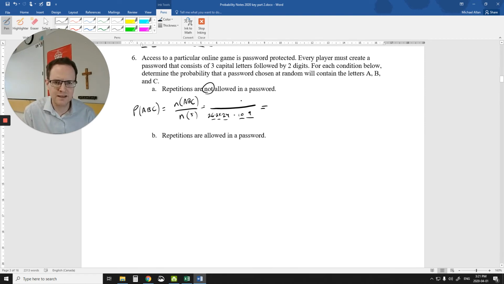Okay, now the next part here, how many of these actually contain A, B, and C? If it contains an A, B, and C, that means you only have 3 letters. It doesn't specify they have to be in that order. So I have 3 choices for this one, 2 and 1. Those are my letters. And then I don't really care too much about these ones. 9 and 10 again.